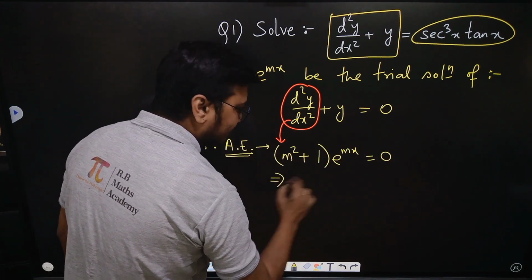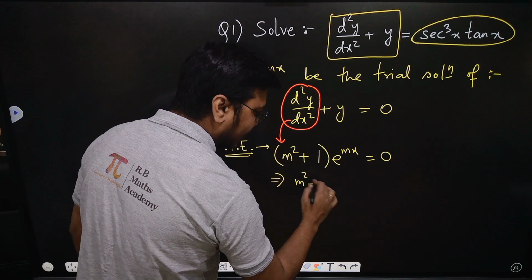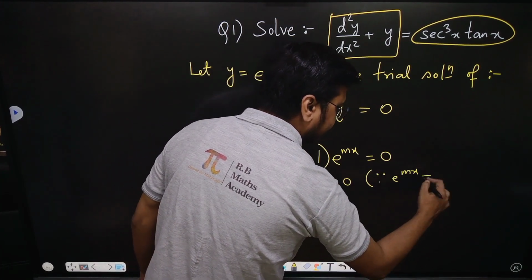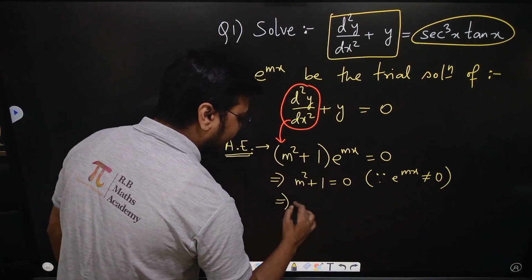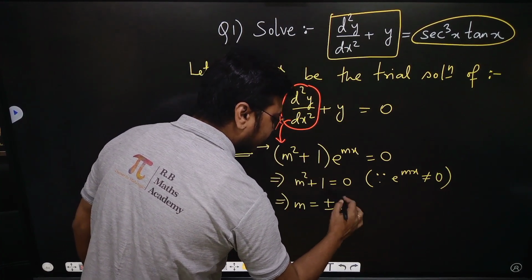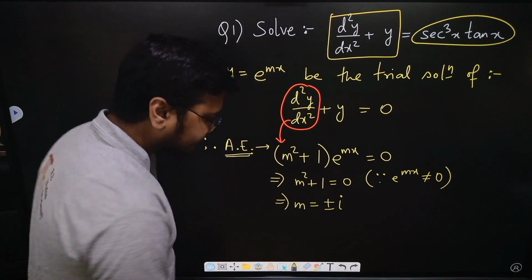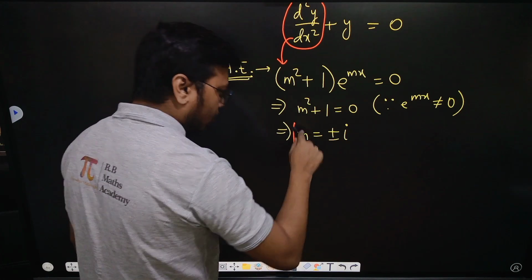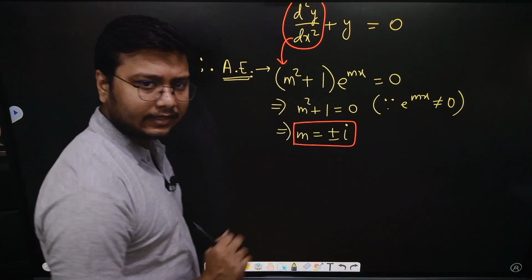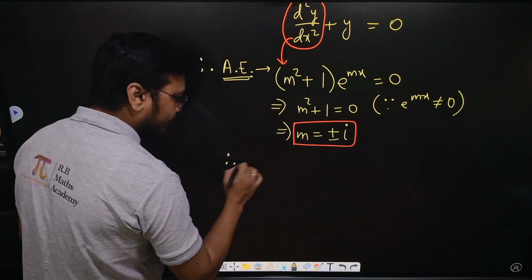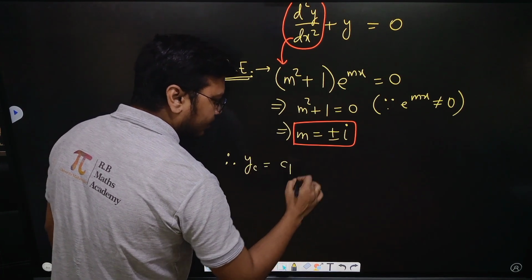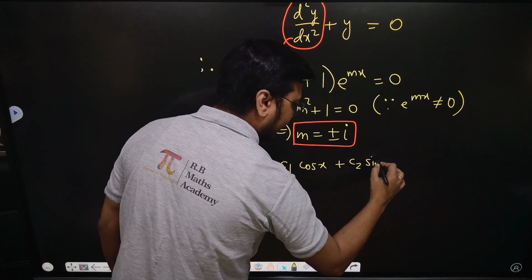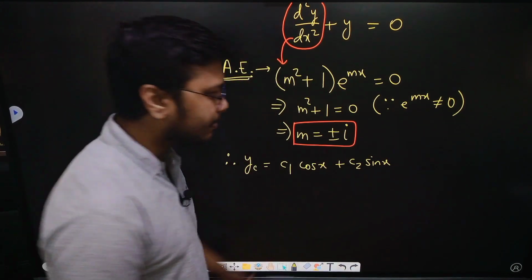So obviously e^(mx) is always non-zero, so we will have m² + 1 = 0. Since e^(mx) is non-zero, that gives us m = ±i, right? Now, if these were the roots of the auxiliary equation, then our complementary function would have been c1 cos x + c2 sin x, right? I hope you people remember this.